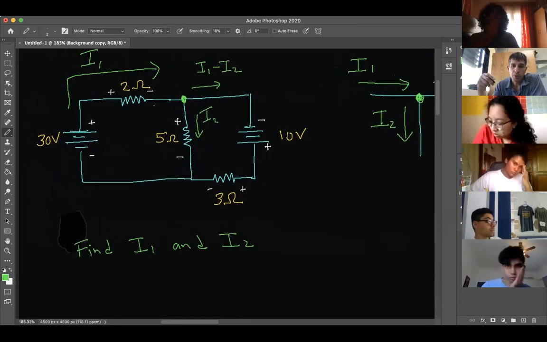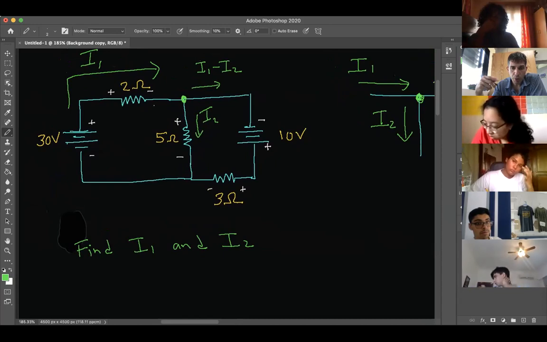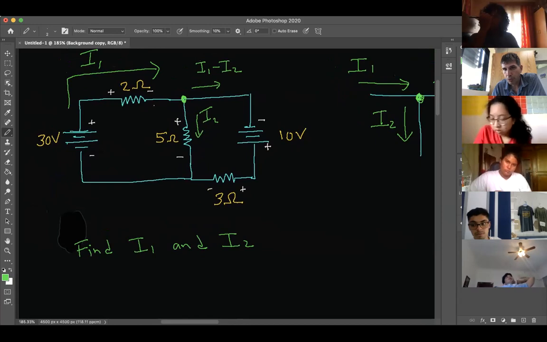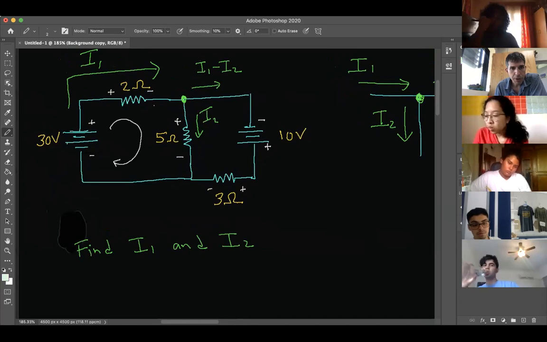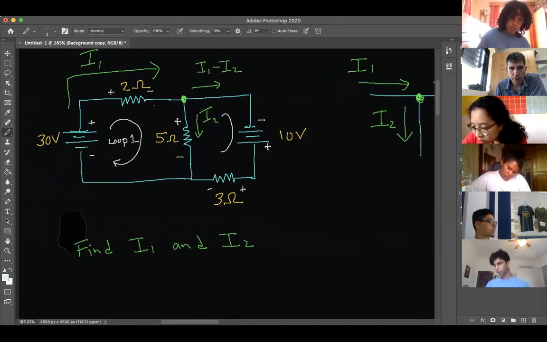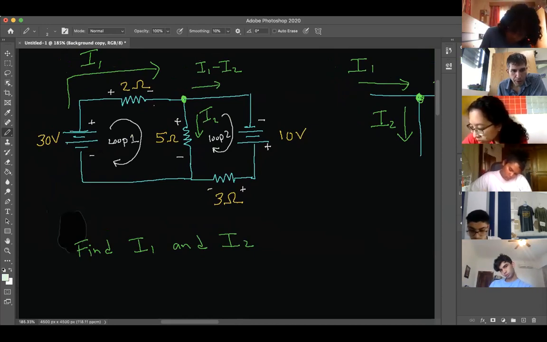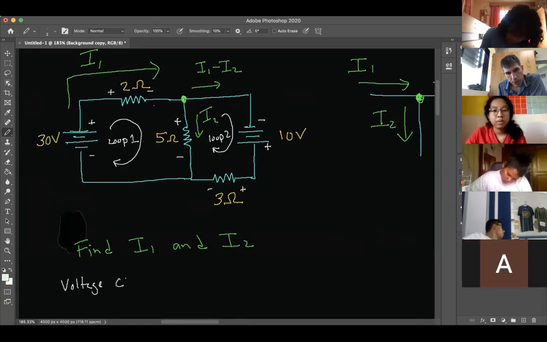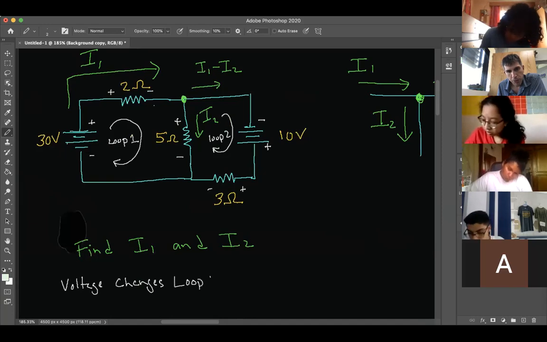All right, so what we're going to do is add up the voltage drops, the voltage changes in each loop. So let's call this loop 1. So this loop here is going to be loop 1. And then this loop here is going to be loop 2. Okay. So for loop 1, I'll call this the voltage changes, loop 1.